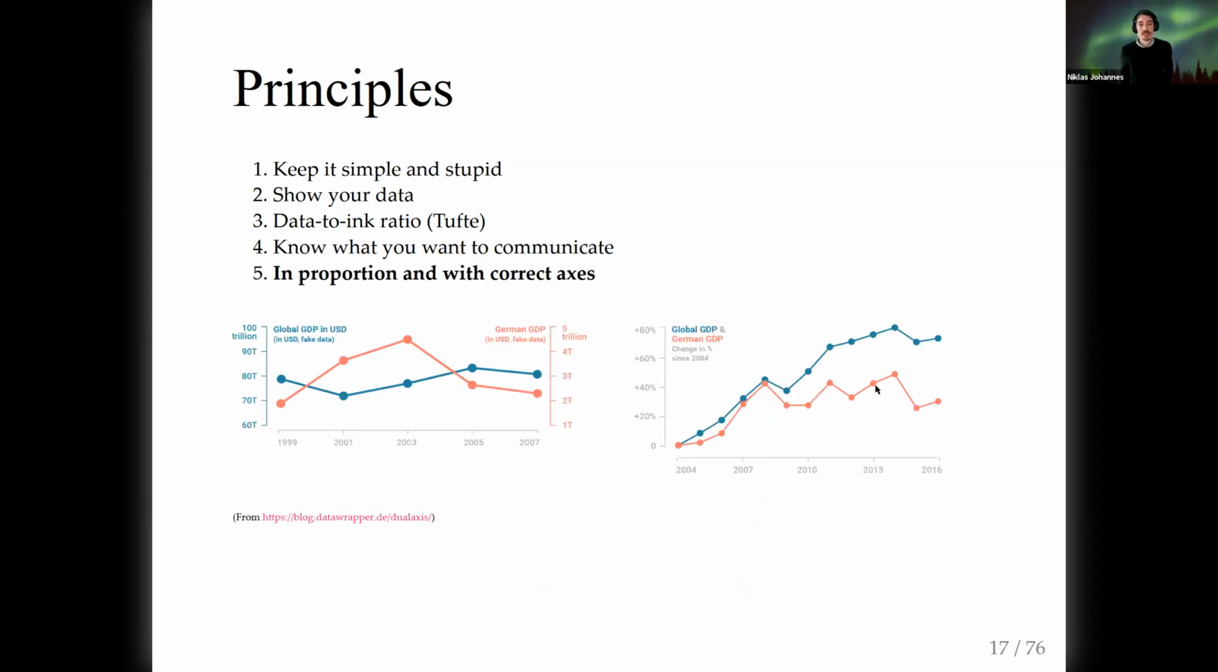Another one that's quite important is that your data, your stats, should ideally be presented in proportion to the data and with correct axes. It's quite a cool example, again with fake data from a blog, where we have the blue line, which is global GDP in the States, and the red line, global GDP in Germany.